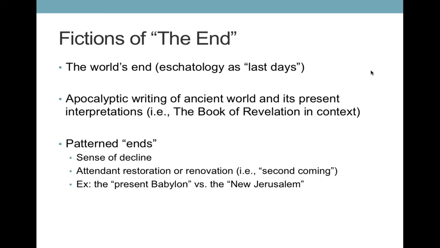and things would be returned to order versus the chaos. As I said, in the Book of Revelation, it's a present Babylon that reflects the Roman world and its violence that is patterned against a new Jerusalem, or a new city coming down from the clouds. And this is one kind of apocalypse or end.